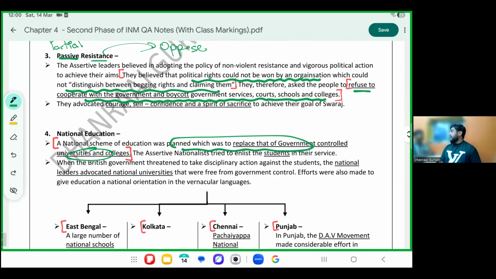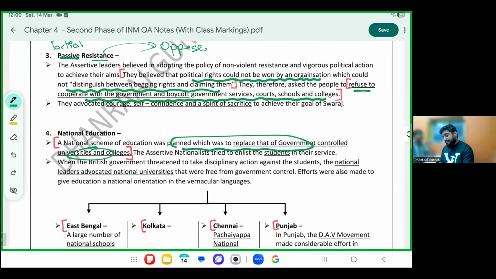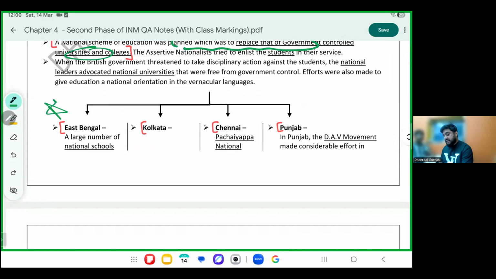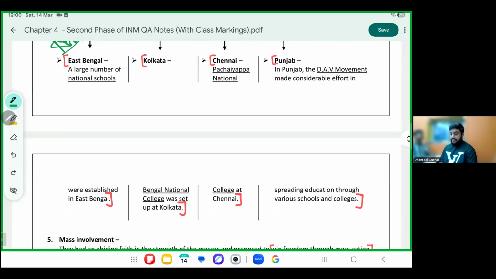Assertive नेताओं ने तो पूरा scheme ही change कर दिया. They said we start our own universities and our own colleges. Some examples are very important. Yeah, this is a little tasking. You'll have to learn the names, and it's a little tasking for you personally also because it's on two separate pages, so you'll have to shift the page. For me, it's only on one screen here.